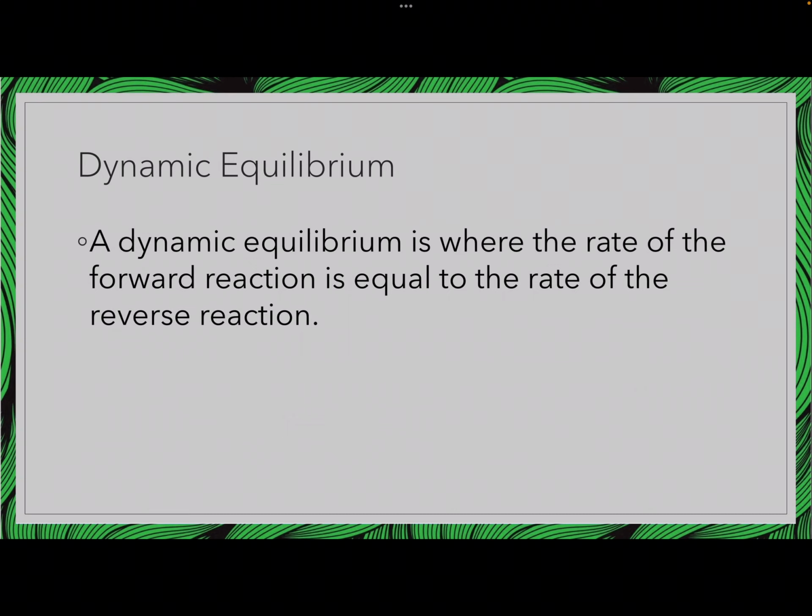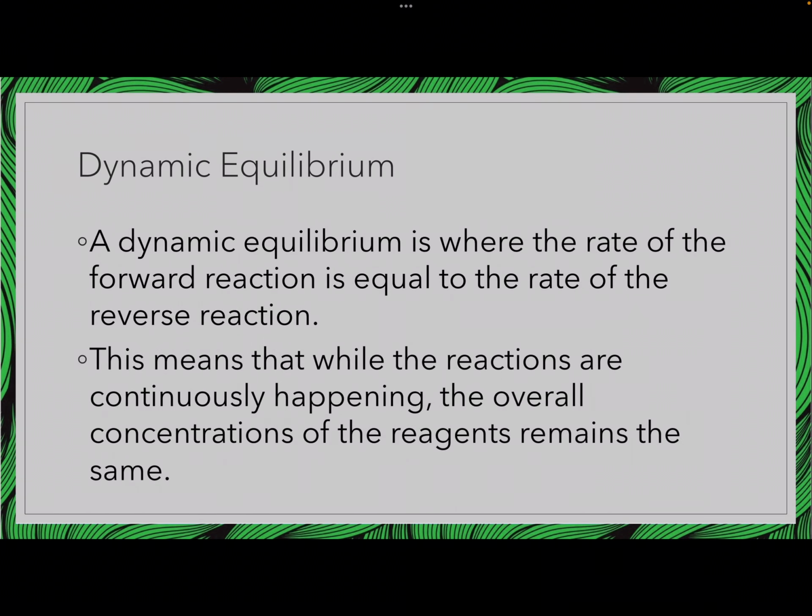Now, how does that happen? Well, basically, we get to a point where the rate of the forward reaction is equal to the rate of the reverse reaction. So however many moles of products are formed is the same number of moles of reactants that are formed. Okay, so it just goes backwards and forwards, but the concentration doesn't change. And that's one of the key things. It means that while it's continuously happening, the overall concentration of the reagents remains the same.